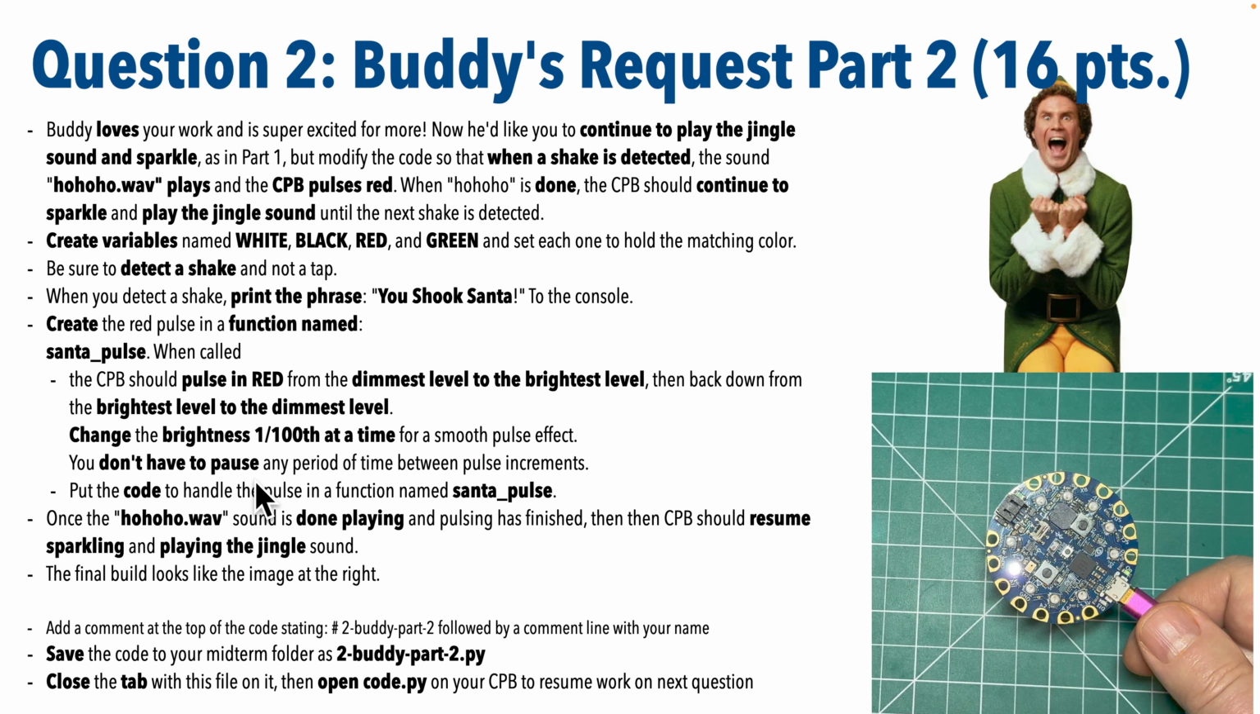And then we're going to go in the other direction. So we're going to go from brightest to dimmest. We don't pause anywhere in between, so we don't need to use the time there. And, again, we want to call Santa Pulse in here when the ho, ho, ho is playing, when we shake. And then once ho, ho, ho is done, we're done pulsing. The pulsing should happen when ho, ho, ho is playing. We should go back to sparkling again. And this is what it should look like.